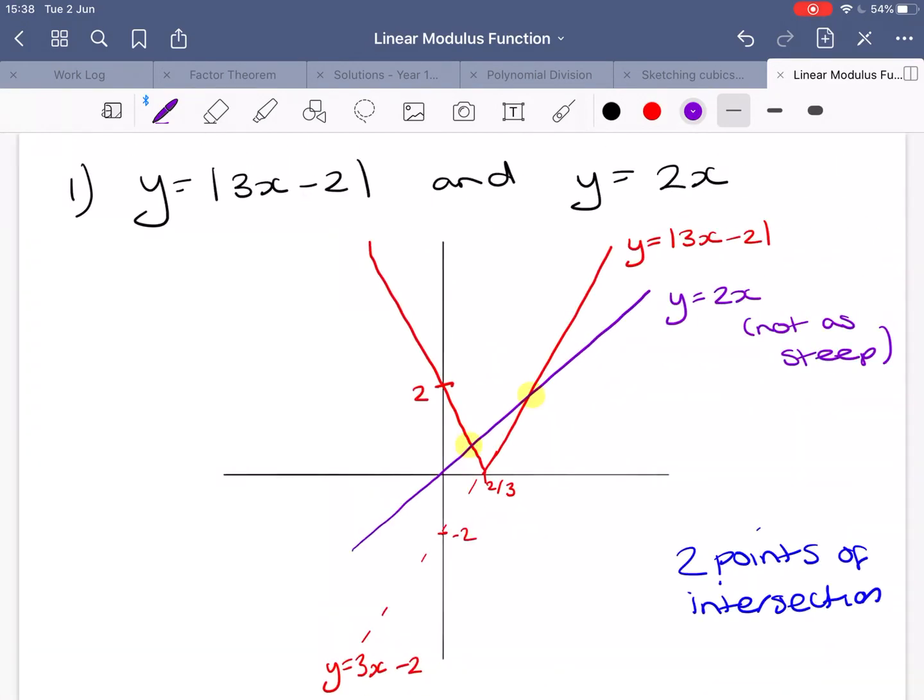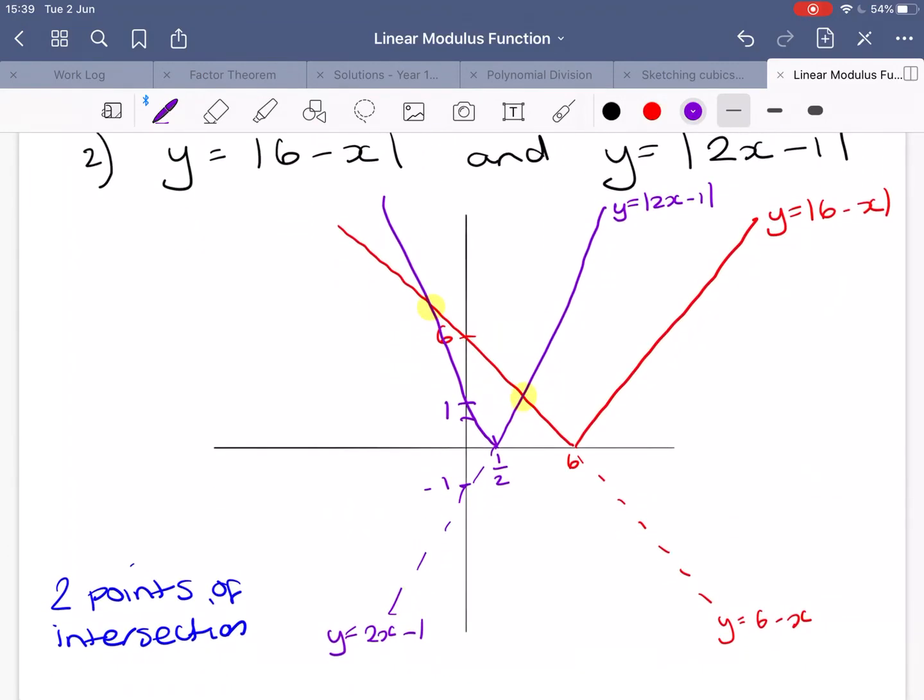Okay, so first one, think about what 3x minus 2 looks like. It's going to cross the y-axis at minus 2, and cross the x-axis at 2/3. So we need to reflect the negative part above the x-axis. Y equals 2x is not as steep, so it needs to be drawn as a shallower line than the red line, and so there are 2 points of intersection.